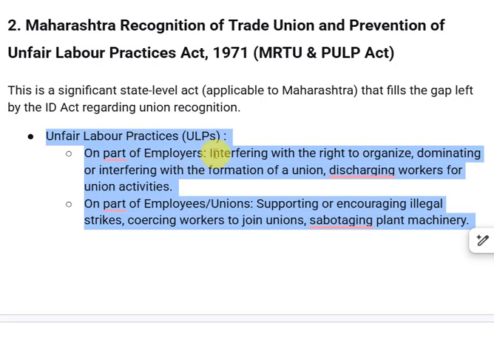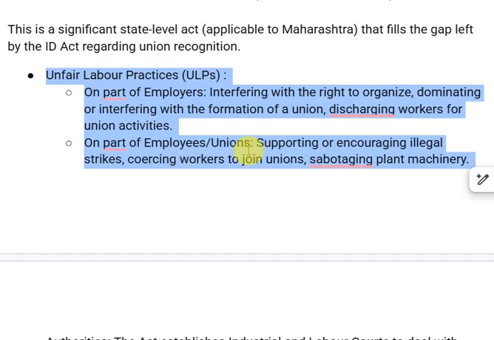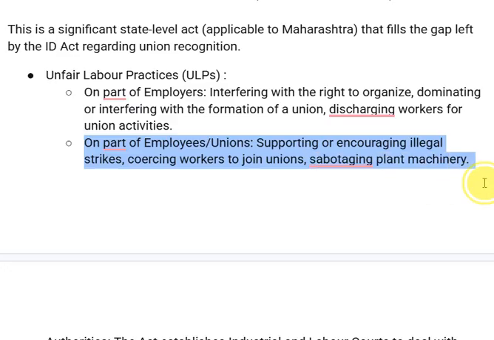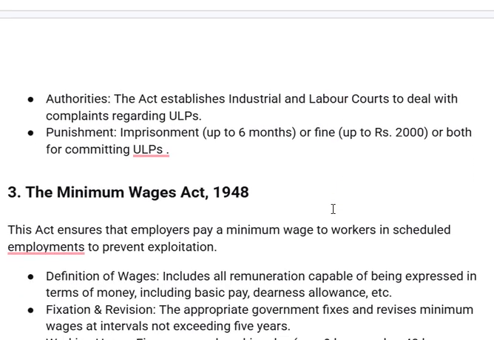If it is on the part of the employer, it means the employer is using unfair practices. This may be like the employer is not giving the workers the right to form their union, or the employer is not giving proper wages, or the employer is dominating and interfering in formation of union. This is called unfair labor practice. On the part of unions, if unions are not allowing workers to work, if the unions are forcing the workers to join union, if the unions are sabotaging plant or machinery, this is called unfair labor practice.